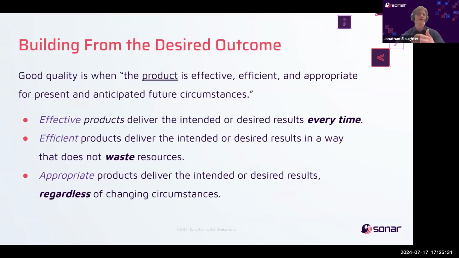So what you want to do is build from the desired outcome. And you heard me talk about good quality as an outcome. And so good quality is when the product itself is effective, efficient, and appropriate for present and anticipated future circumstances. So what effective really means, if you look at the definition, is deliver the intended or desired results every time. Does it do what you intended it to do? It actually works as I intended it. Efficient. The products deliver the intended or desired results in a way that doesn't waste resources.